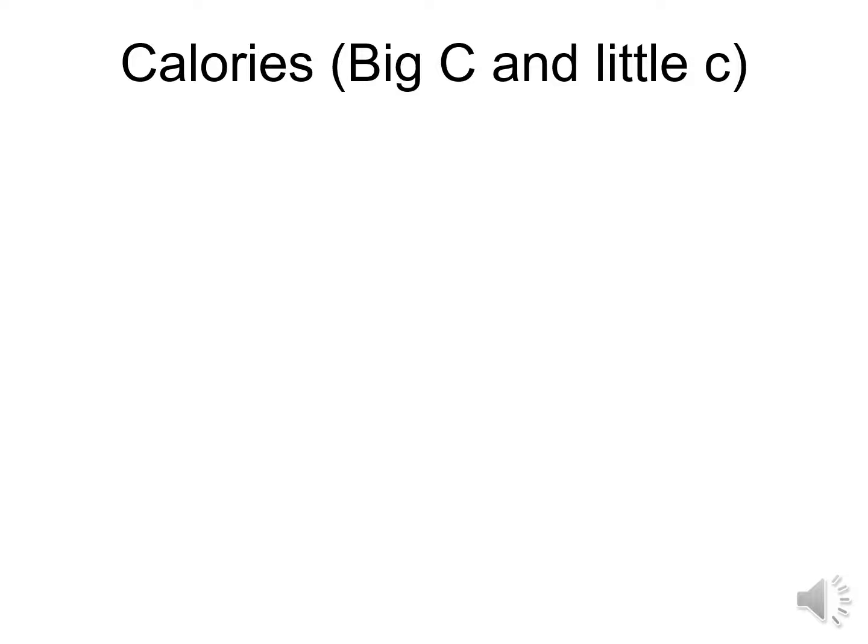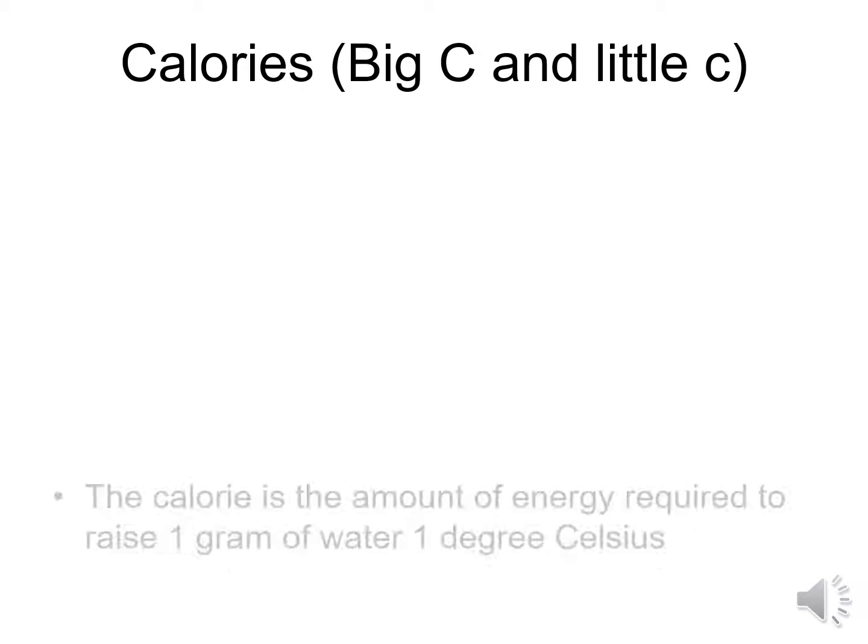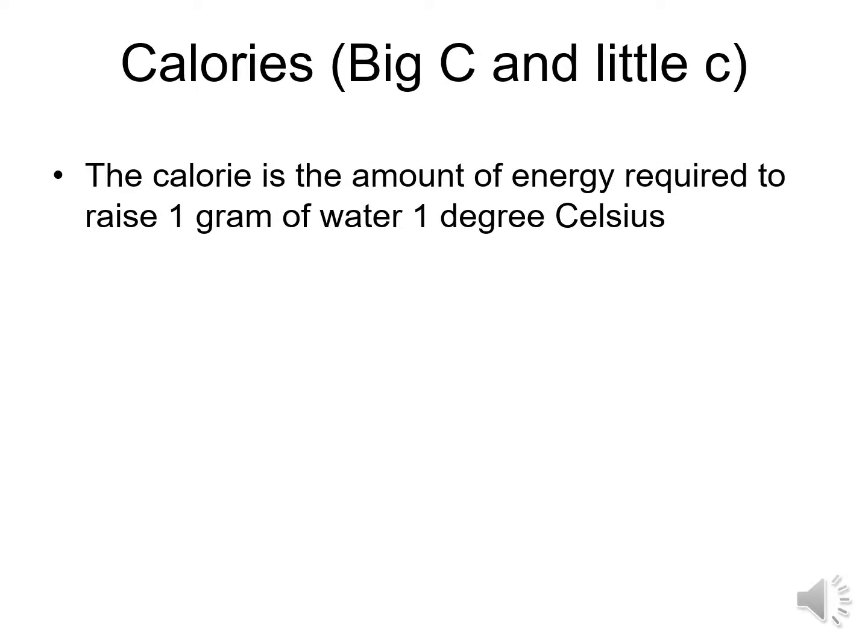Another unit of energy sometimes used in chemistry is called the calorie. Now when you see the word calorie, you want to look for whether or not the calorie is spelled with a big C or a little c. If it's spelled with a little c, then a little c calorie is the amount of energy required to raise a gram of water 1 degree Celsius.